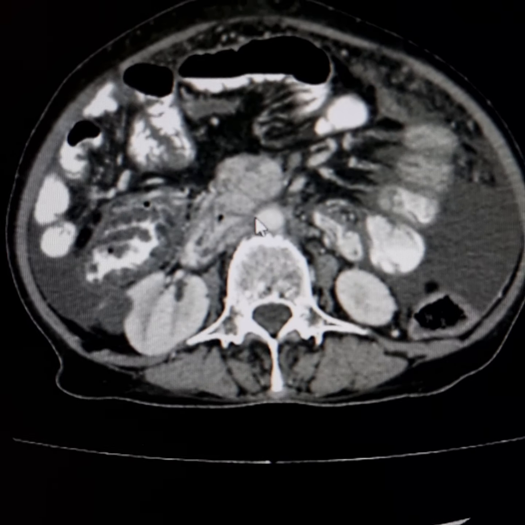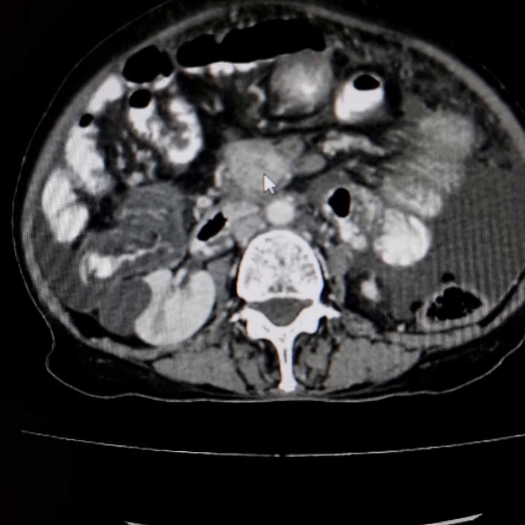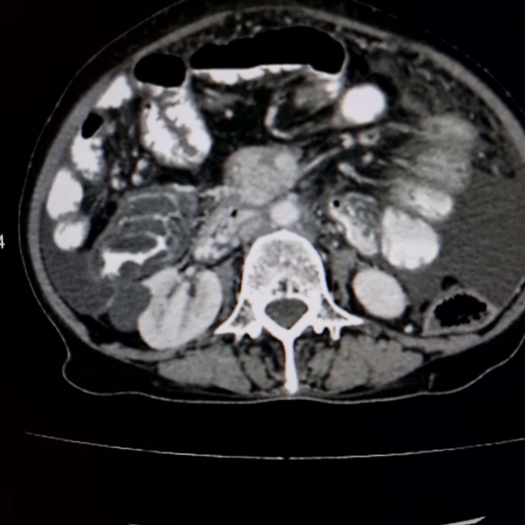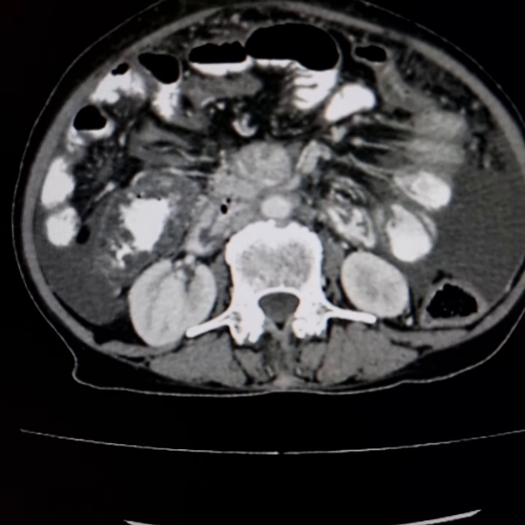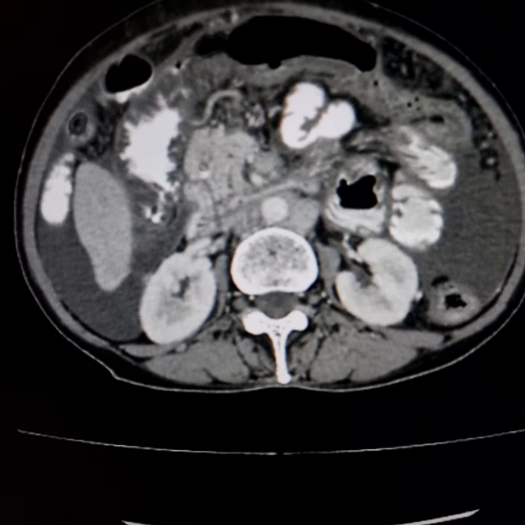Now please see that this is a lymphoid mass in the root of the mesentery. Malignant looking, typical features of a metastatic mass.